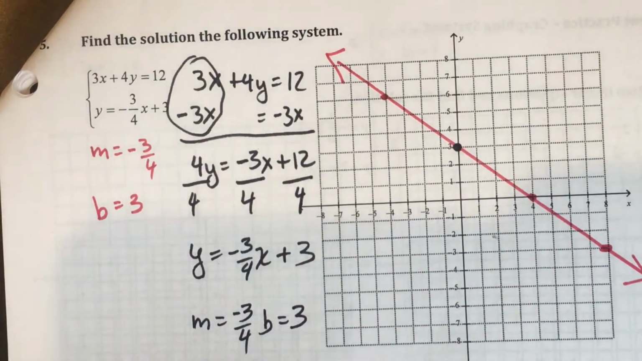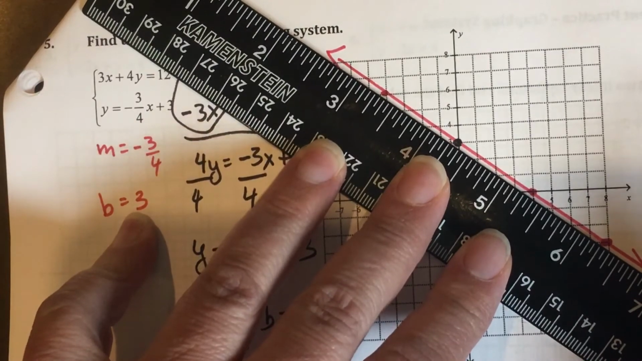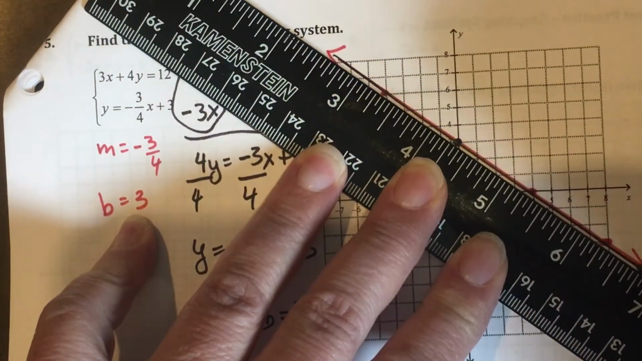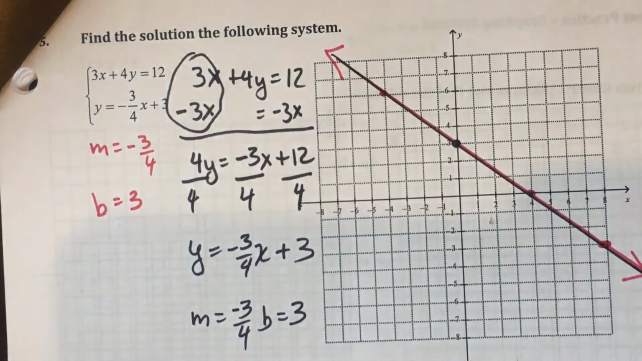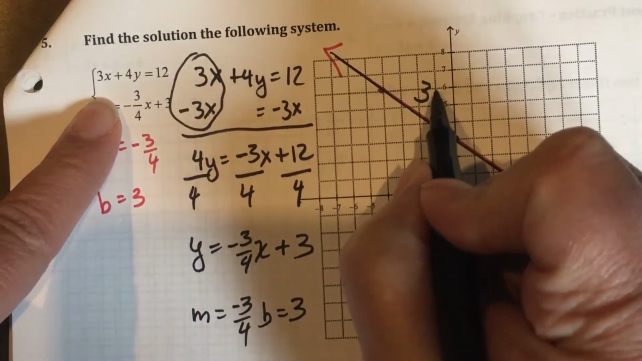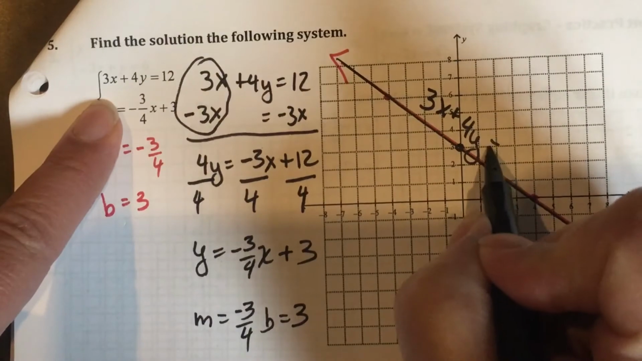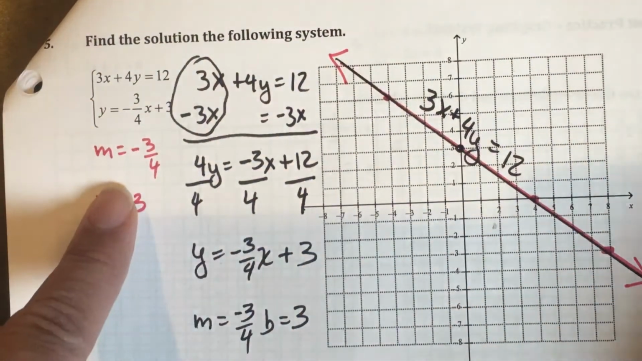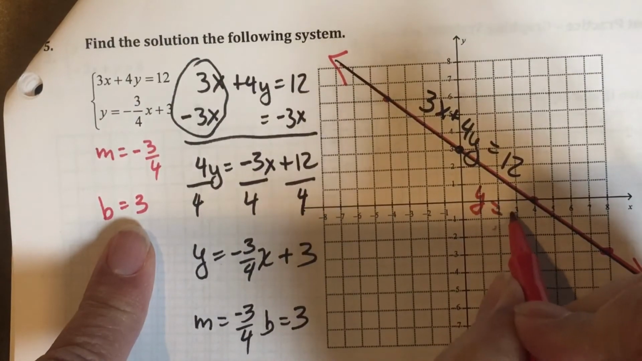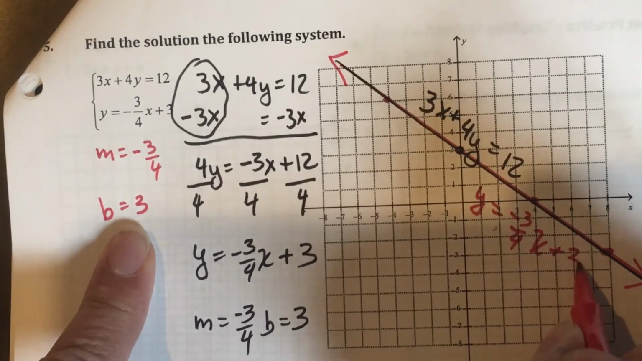It's the same line. I'm just going to come over here, and I'm just going to copy this line. If you have the same slope and the same y-intercept, all the points are going to be the same. It's collinear. So I just have to write both of these here. 3/4 x plus 4y equals 12, and y equals negative 3/4 x plus 3.